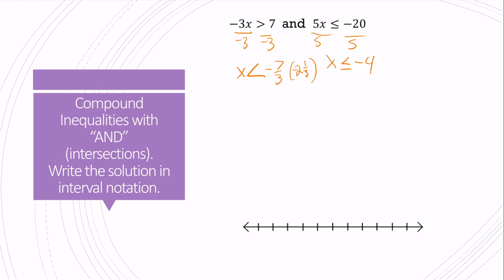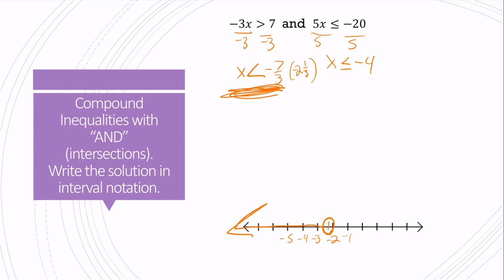So let's go ahead and label our number line. I think you guys on the guided notes already have a labeled one. That's so nice. Okay, I know x is less than negative 2 1/3. So here's negative 2 1/3 right about here. I've got an open circle, and it's less than, so I shade to the left.